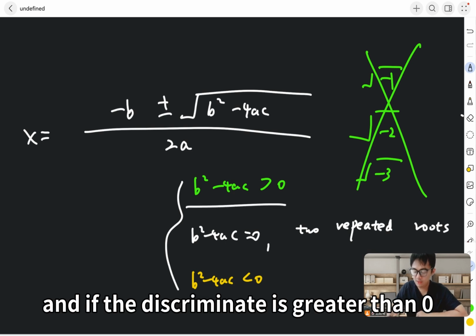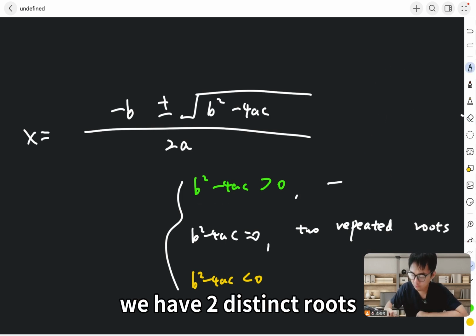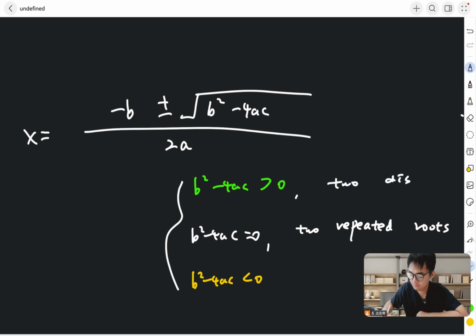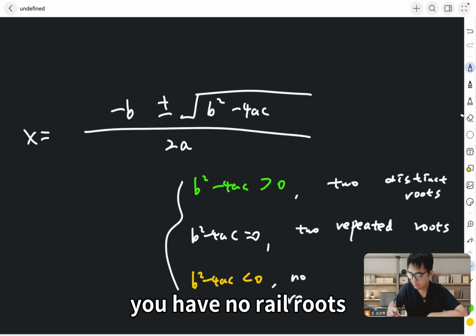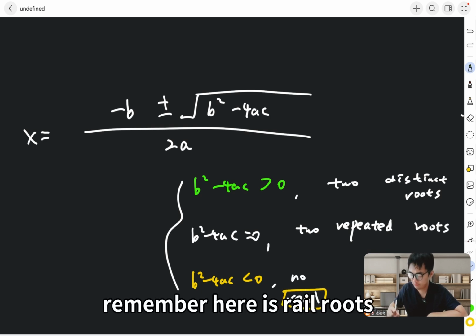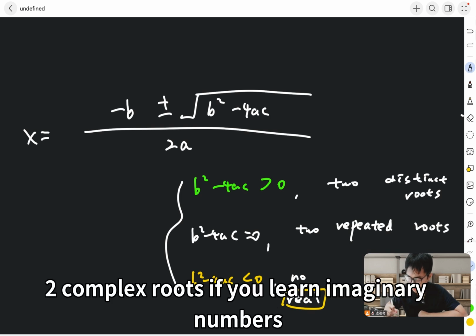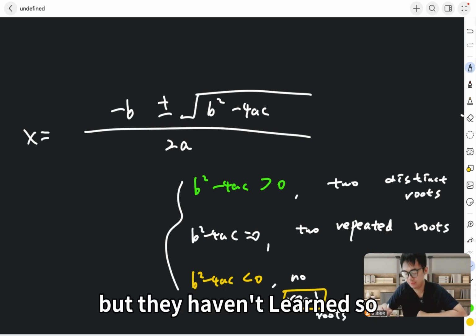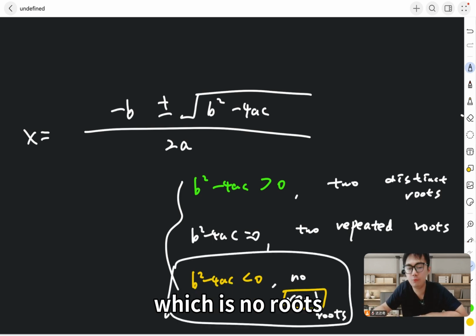And if the discriminant is greater than 0, you have two distinct roots. And if it's smaller than 0, you have no real roots. Remember, here it is real roots. It actually has two complex roots if you learn imaginary numbers, but we haven't learned that, so we can just take it simply as no real roots, which is no roots for the knowledge that I have learned right now.